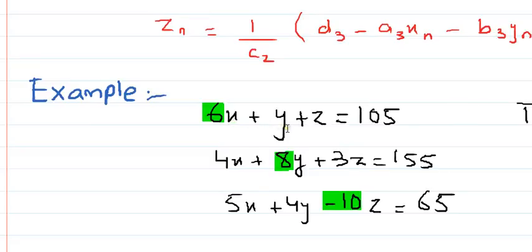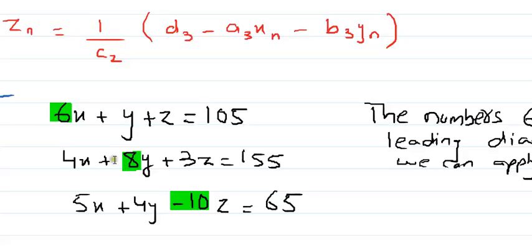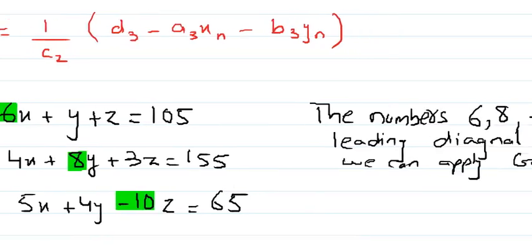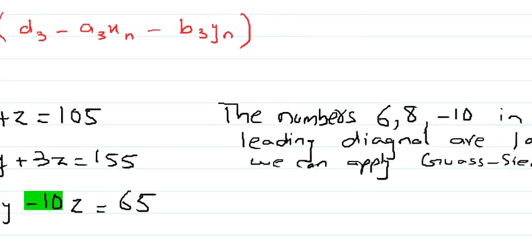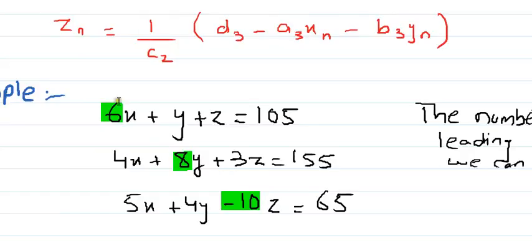6x plus y plus z equals 105. 4x plus 8y plus 3z equals 155, and 5x plus 4y minus 10z equals 65. So let's check the condition. The numbers 6, 8 and minus 10 in the leading diagonal are the largest, so we can apply the Gauss-Seidel method here. 6, 8 and 10 are larger.